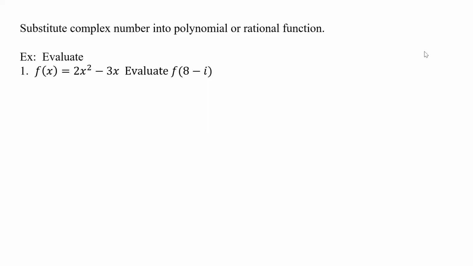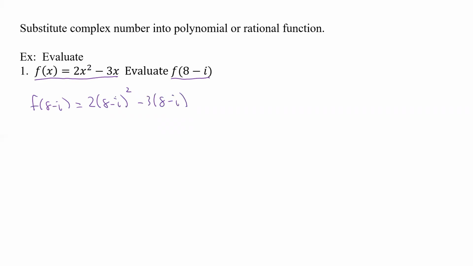All right, so now what we need to do is substitute complex numbers into a polynomial or a rational fraction. Basically, we're given this function and we want to evaluate it at 8 minus i. We're going to plug in 8 minus i wherever there's an x. Okay, so what does that give me? Well, f of 8 minus i equals 2 times (8 minus i) squared minus 3 times (8 minus i).